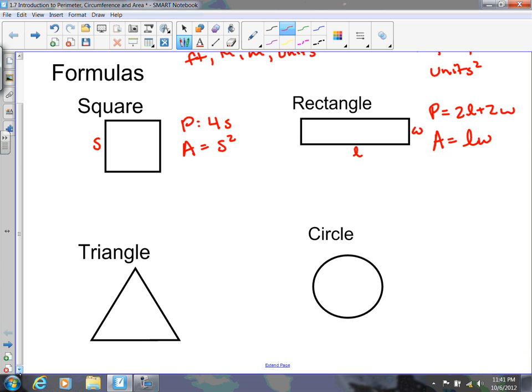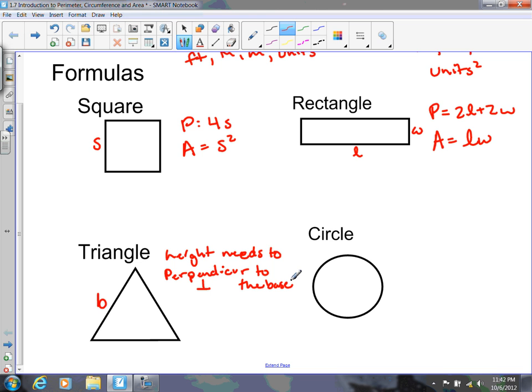Now for a triangle, remember, the base does not necessarily have to be the bottom. I could call my base here, but the thing to remember is that your height needs to be perpendicular. There's a symbol for perpendicular that I wanted to write. That's the symbol for perpendicular. So the height needs to be perpendicular to the base.